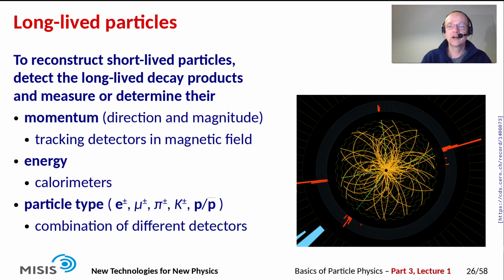And we will see how we can use the combination of information from different detectors in order to distinguish between different particle types. And remember here that there is only a small number of types of particles that live long enough to actually leave a trace in our detector. And these are electrons, muons, pions, kaons, and protons and antiprotons.